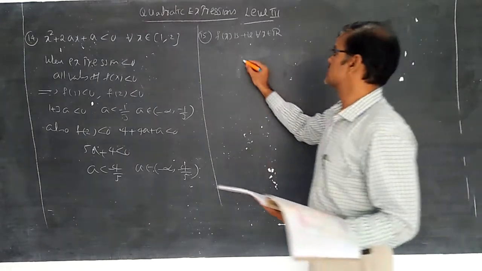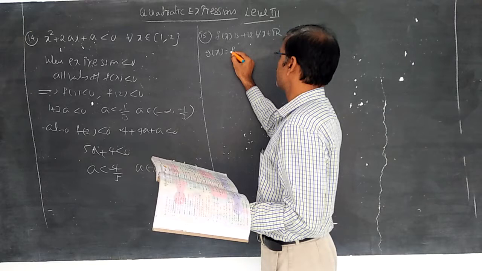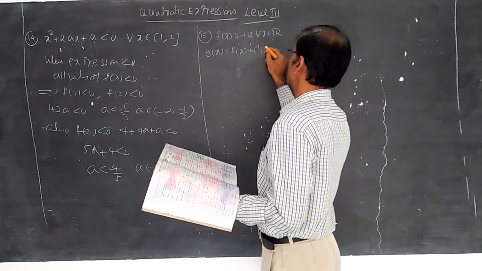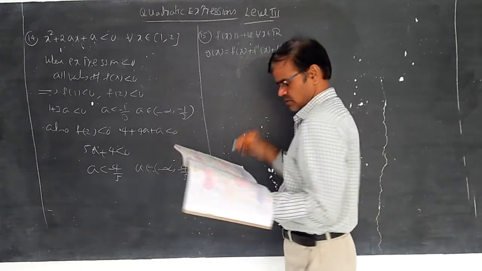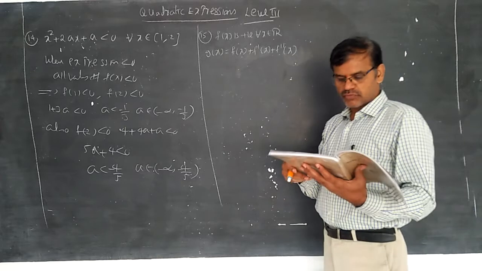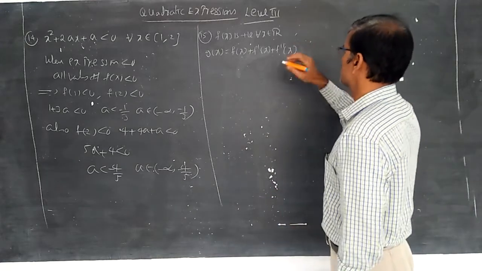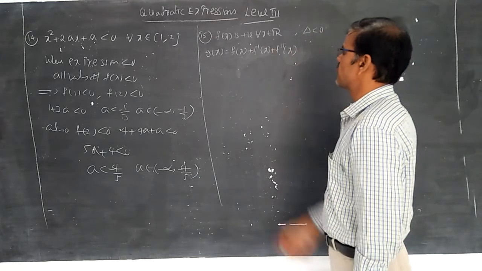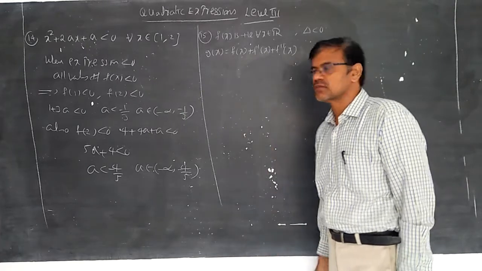and g of x is equal to f of x plus f dash x plus f double dash x. Then for any real value of x, what is the expression? Whenever delta is less than 0, for all x belongs to R, f of x is positive, so ax square plus bx plus c should have the same sign.